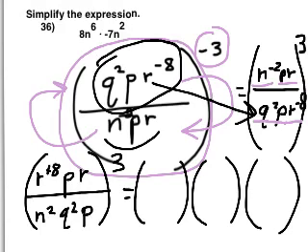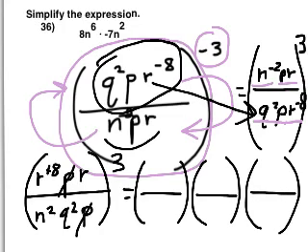We have a P on top and a P on the bottom. Let's just get rid of those right now, okay? Because they cancel each other. P into P becomes 1. Anything else the same? No, nothing else is the same. All right, so we'll rewrite these now.